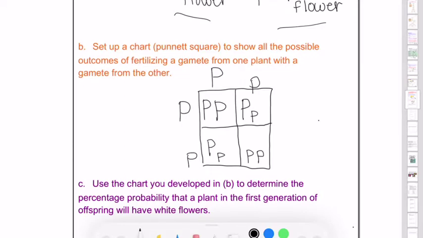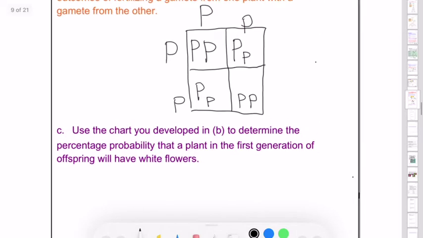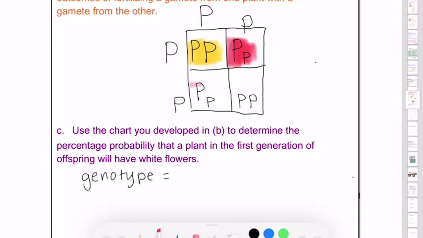So we need to analyze this. We need to analyze the genotypes and the phenotypes. We're going to do genotypes first. Genotype is what it looks like at the gene level, and that we can take right from our chart. So I like to group these. We've got this one's big P, big P. These are big P, little p. And this one is little p, little p. Okay? So those are the options that we have.